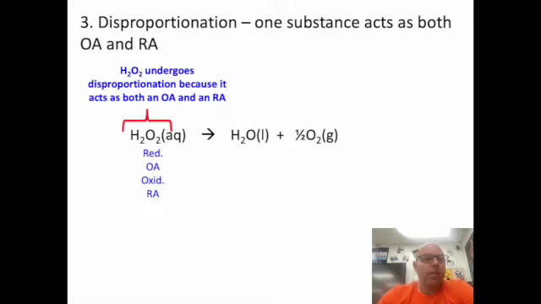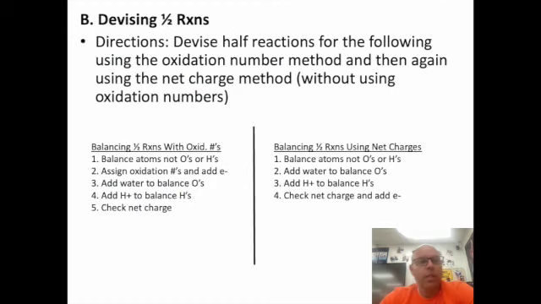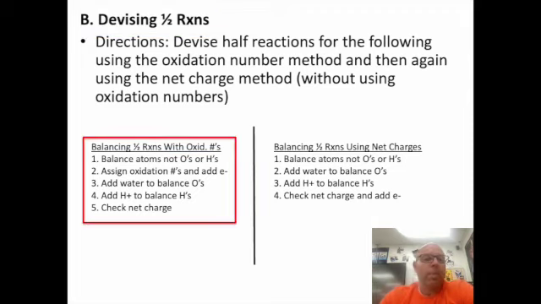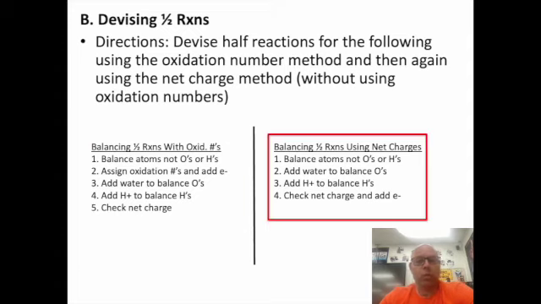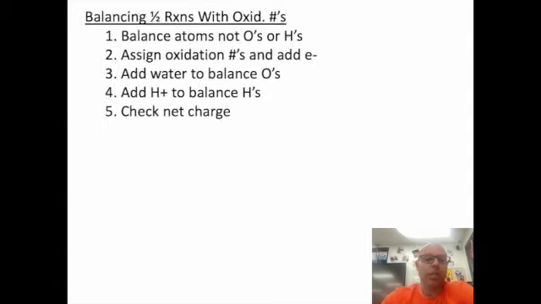Okay, when one substance acts as both OA and RA. Okay, all right, now to the heart of the lesson here. We're going to devise half reactions. So we're going to give you an incomplete reaction and we're going to create the rest of it, or devise it. We're going to start with doing this with oxidation numbers, which is the preferred method in my class. Okay. So here's the rule.